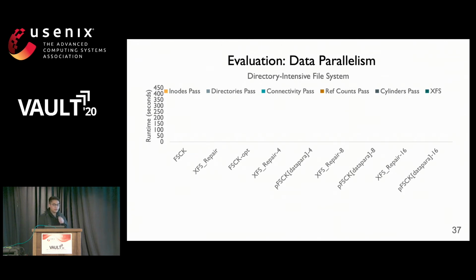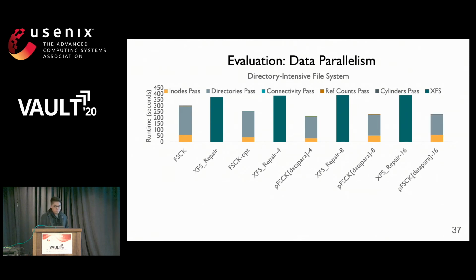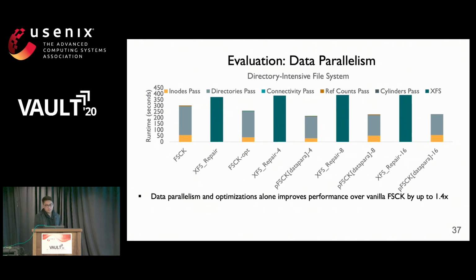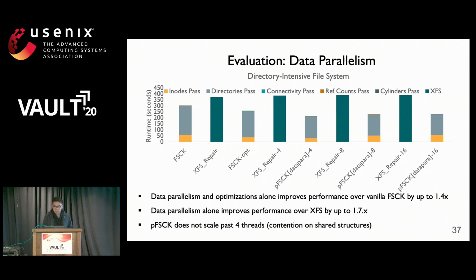Next, we evaluated these configurations on a directory-intensive file system. First, we see that vanilla FSCK takes around 300 seconds, and the serial XFS takes around 60 seconds longer at around 326 seconds. Next, with the optimized FSCK, we see a little bit of improvement. And then as we go on, XFS doesn't really improve at all, but we see some improvement with pFSCK. Based on this, we see that data parallelism and optimizations alone improve performance over vanilla FSCK by 1.4x. We also see that data parallelism alone improves performance over XFS by 1.7x. Finally, like with the file-intensive file system, pFSCK doesn't scale past 4 threads due to contention on shared structures.